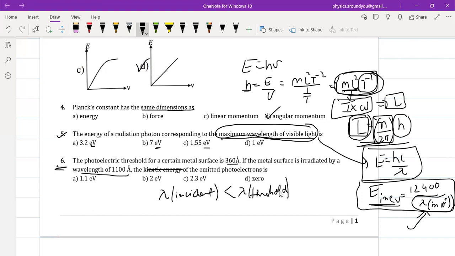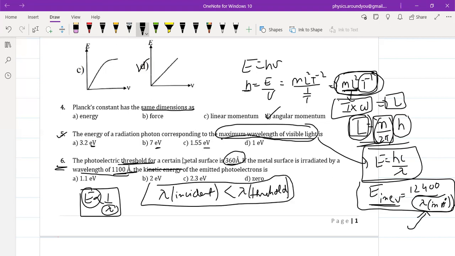Why? Because there is a relation between energy and wavelength. Energy is always inversely proportional to wavelength. Smaller the wavelength, greater the energy. Compare the two wavelengths here. Threshold wavelength is lesser, therefore threshold energy is greater than whatever energy I am shining upon the metal. Therefore, no electron is emitted. See, this condition is not satisfied for the above question.